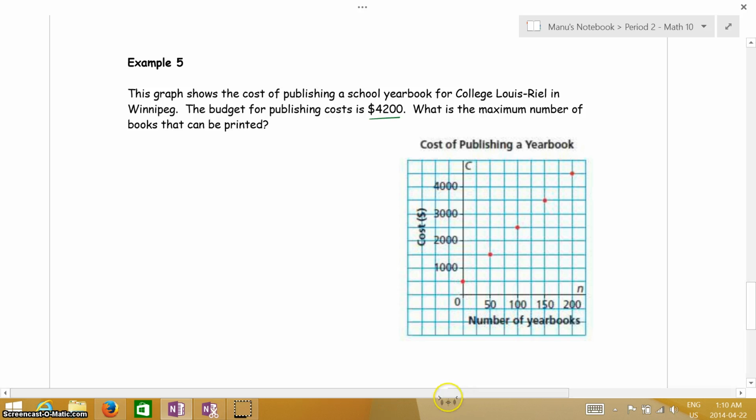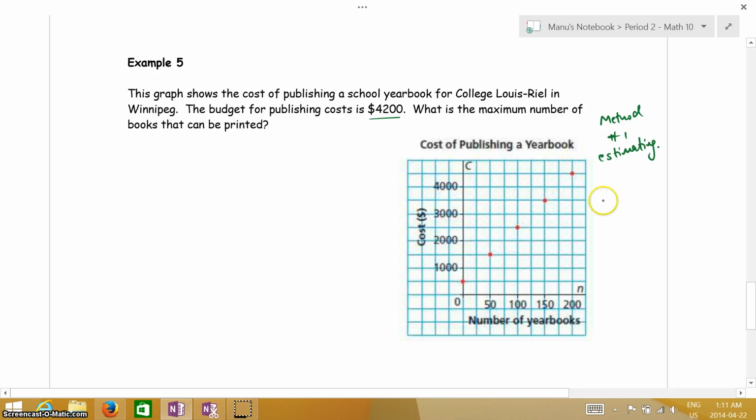Now, because it's not a connected graph, we can't just look at it right away. So two ways we can do this. Method number one is estimate. Now when you want to estimate, you'll notice that this is a linear function. It's going to make a straight line. However, it's not quite yet connected.